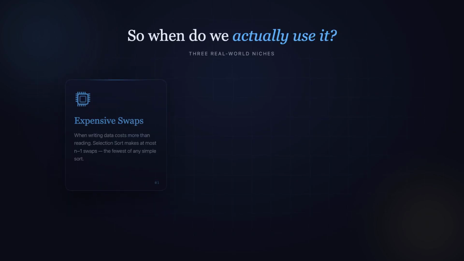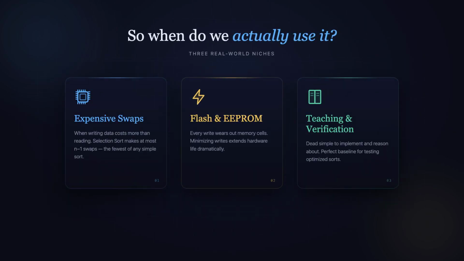So when do we actually use it? When swaps are expensive but comparisons are cheap. When memory writes cost real energy, think flash storage. And when you need the simplest possible sort to teach, to verify, or to bootstrap.